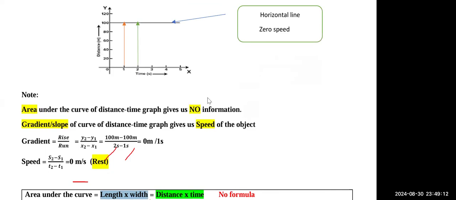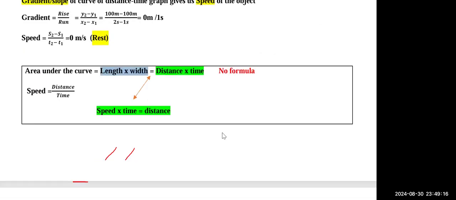So distance multiplied by time is no formula in physics. Remember, the hint is that speed is equal to distance over time. When you multiply the time with distance, we get a formula: speed multiplied by time is equal to distance. But from the graph we are obtaining distance multiplied by time. If you compare these two terms, you can check we have the correct formula, that is speed multiplied by time. So this is an incorrect formula.